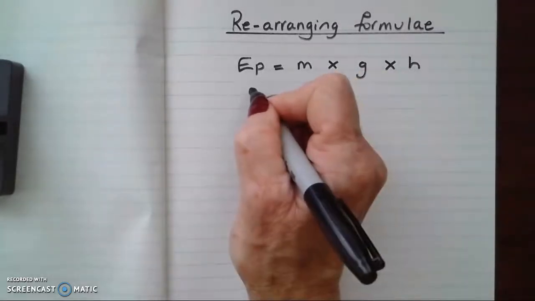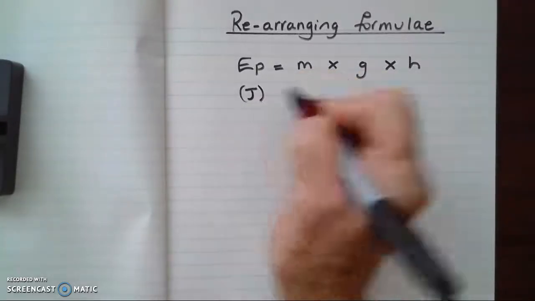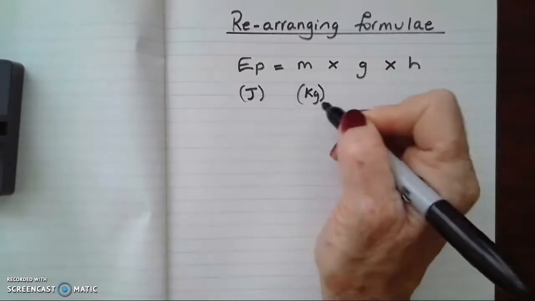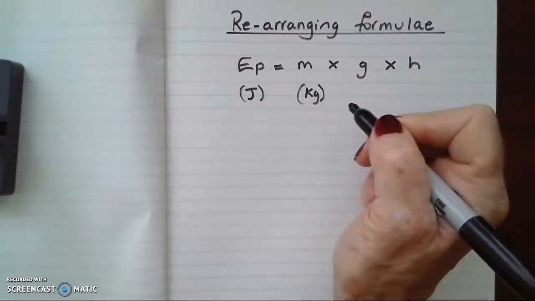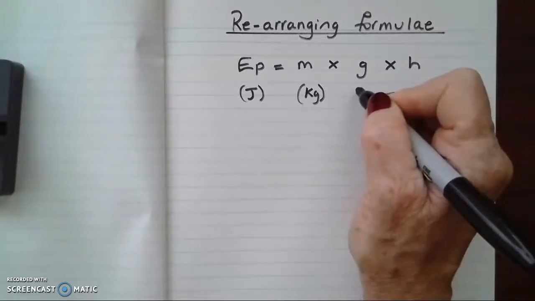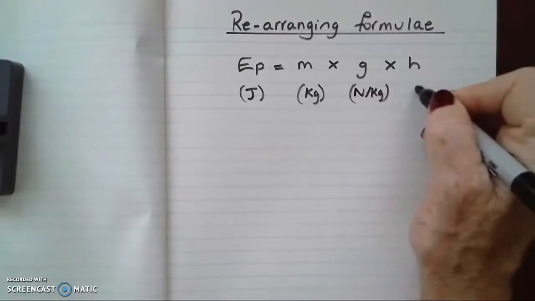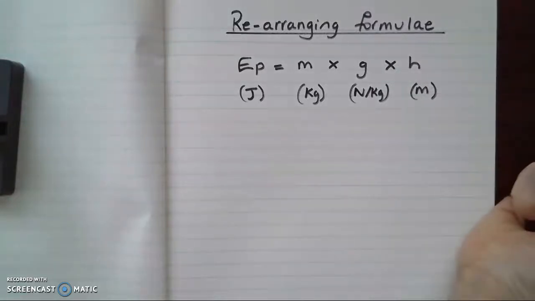Now, if you remember, energy is always measured in joules, mass is measured in kilograms. So, for example, if you got given grams in a question, you'd have to turn it into kilograms first of all. Gravitational field strength is measured in newtons per kilogram, and your height is measured in meters.